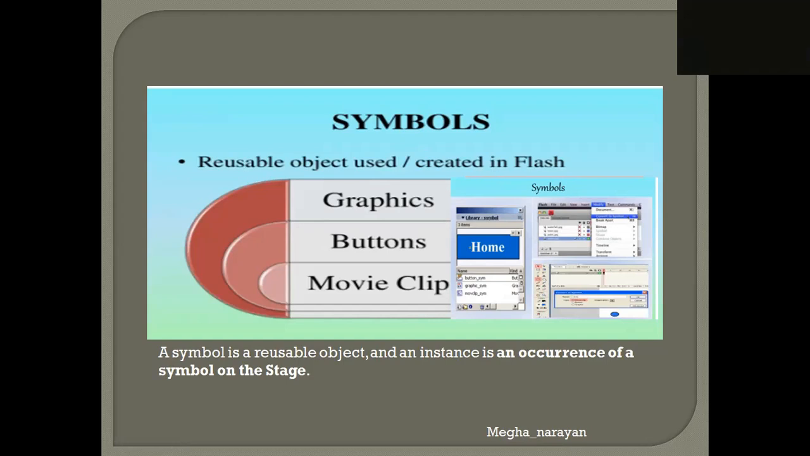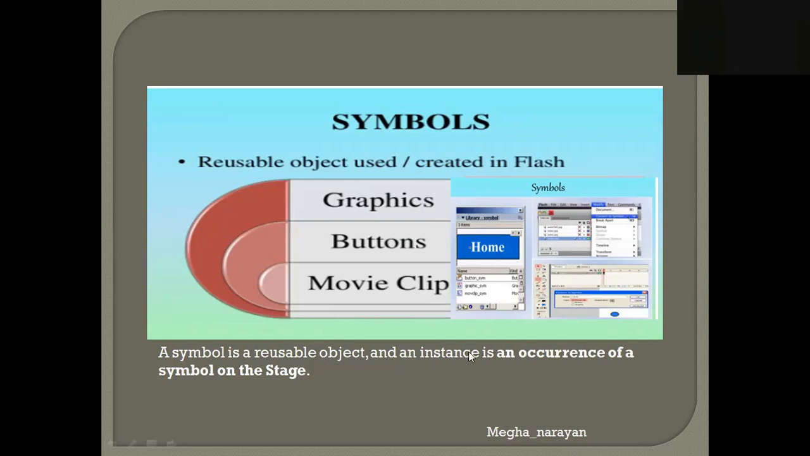They are of three types. Picture-based, that means graphic. Want to build a button? Yes, that is also available. And last is a sort of movie clip. Now, in this line, please read it with me. A symbol is a reusable object. You can use it again and again.